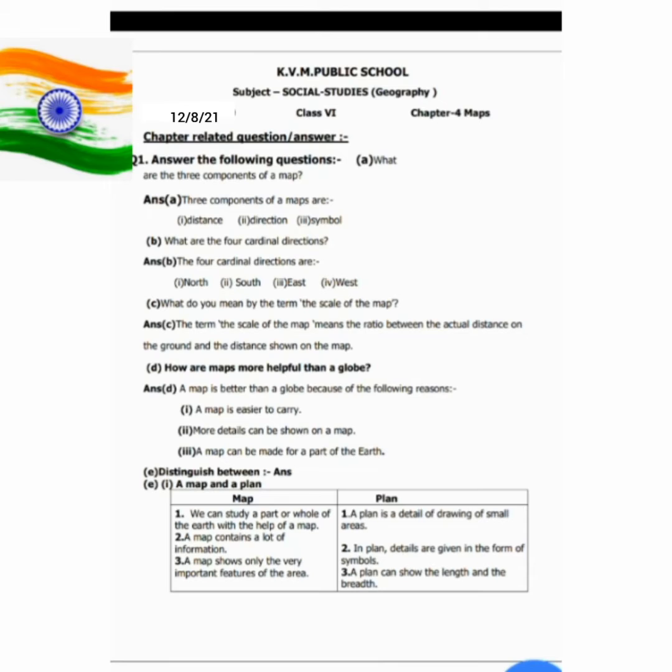Now coming to question B, what are the four cardinal directions? So beta, the four cardinal directions are north, south, east, west.